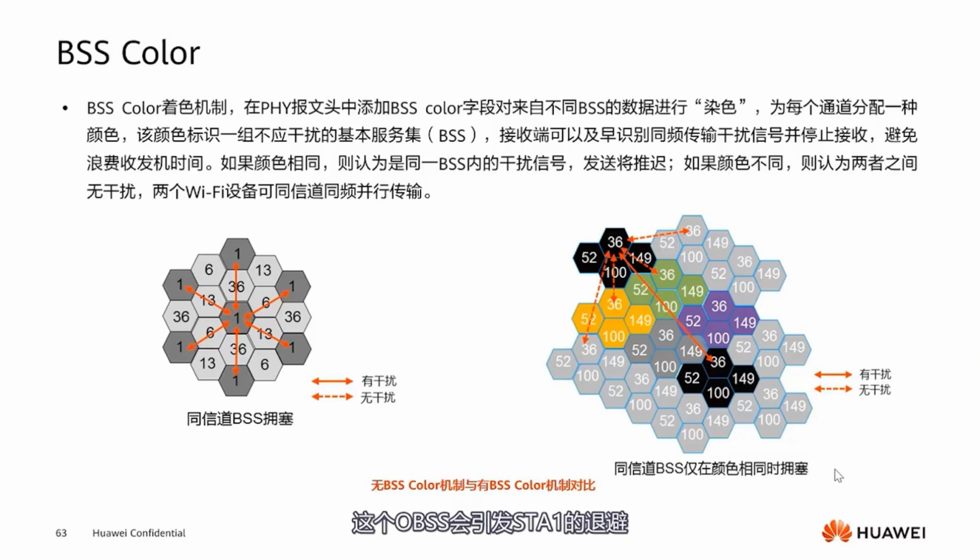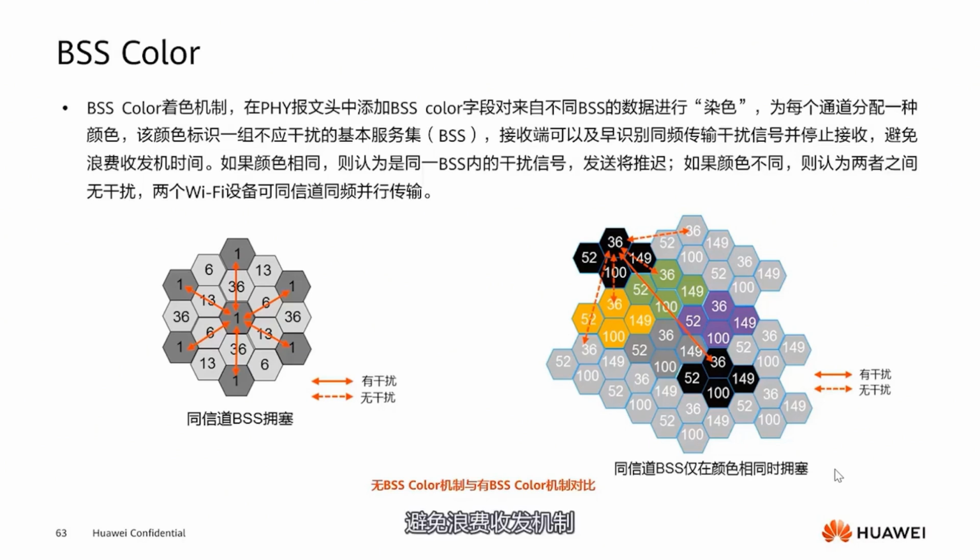OBSS can cause STA1 to back off, hence the introduction of a BSS coloring mechanism, which adds a BSS color field in the PHY frame header to differentiate data from different BSS, assigning a color to each channel that signifies a group of basic service sets that should not interfere with each other. The receiver can then identify co-channel interference signals early and stop reception to avoid wasting transceiver resources.